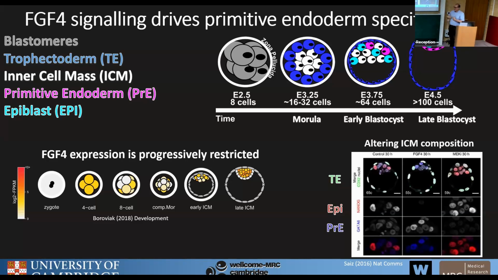And if we add FGF to the system in very high non-physiological concentrations, we push the entire ICM compartment over to the primitive endoderm fate, and vice versa. If we use this MEK-ERK inhibitor, which blockades the FGF signal, then we push the entire compartment over to the epiblast identity.